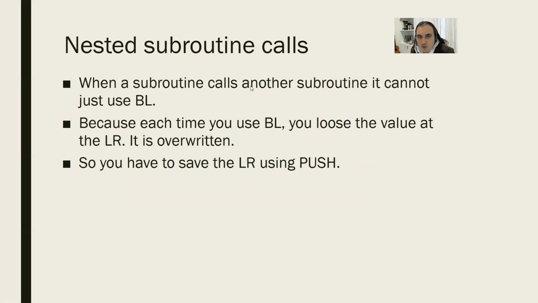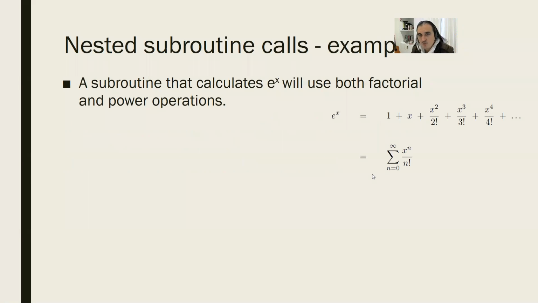So when a subroutine calls another subroutine, it cannot just use BL because it will overwrite the link register. Because each time you use BL, you lose the previous value at the LR. It is overwritten. There are no multiple LR. There is only one single LR. When you write something to LR, the previous value inside the link register is lost. So you have to save the LR somewhere. So before you call that function, save that value somewhere so that you don't lose it. Okay? Good.